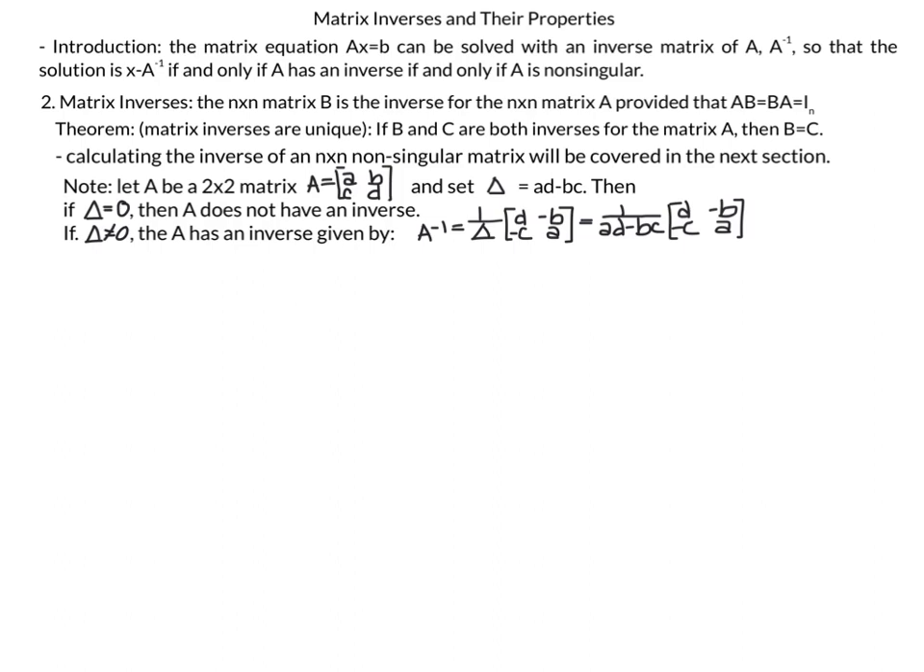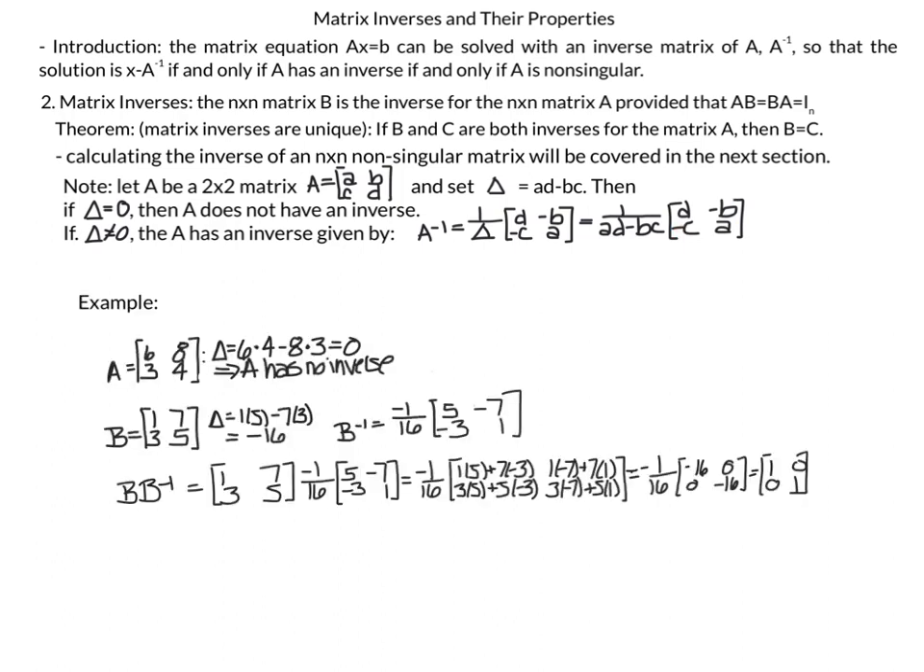So without the delta notation, it's just 1 over A times D minus BC, A and D swap, and B and C get negatives. Our first example, let's say A is equal to [6, 8; 3, 4], then delta is equal to 6 times 4 minus 3 times 8, which is 0, which means A has no inverse, right? The 1 over delta would give us something undefined.